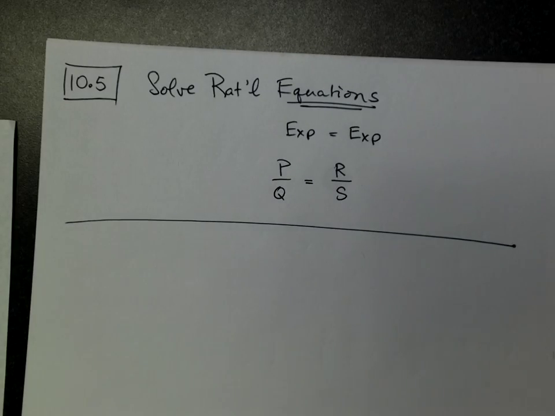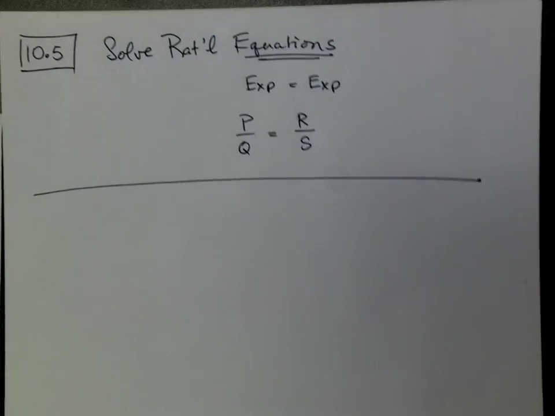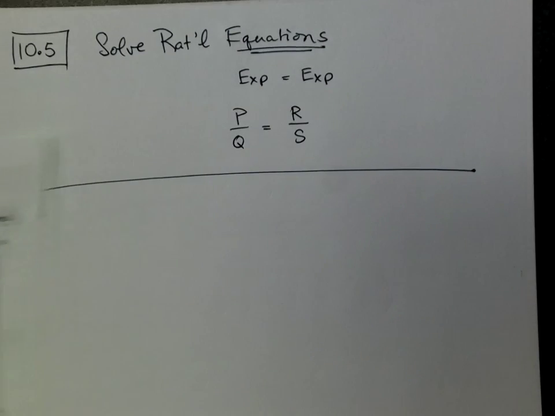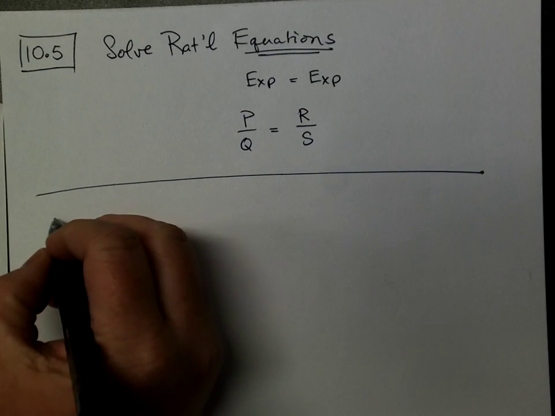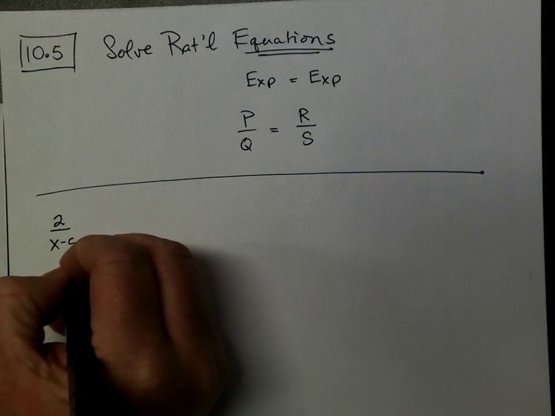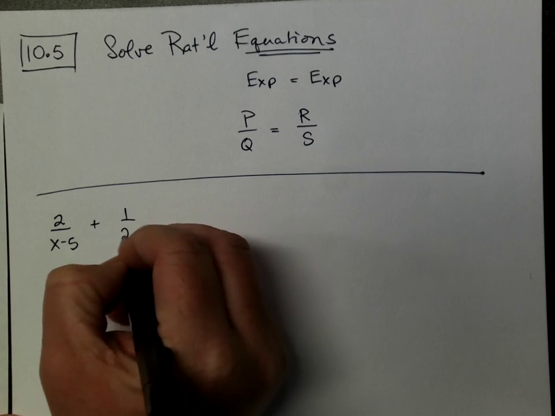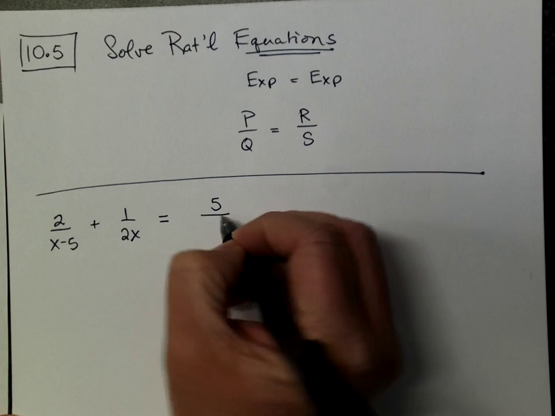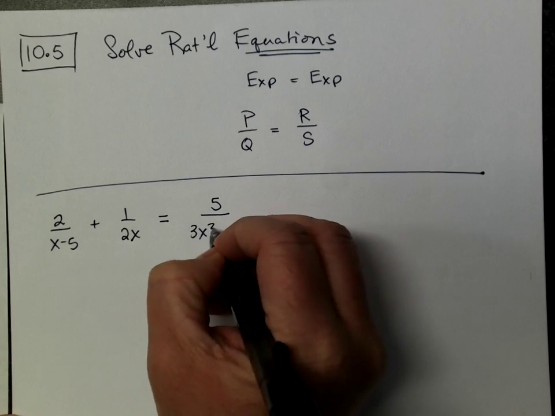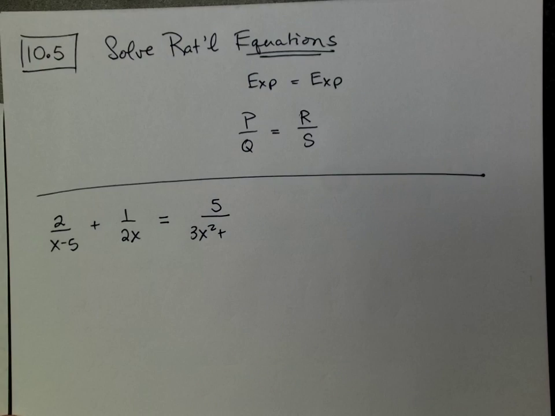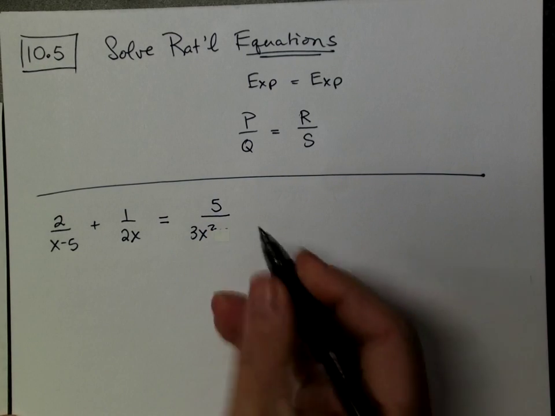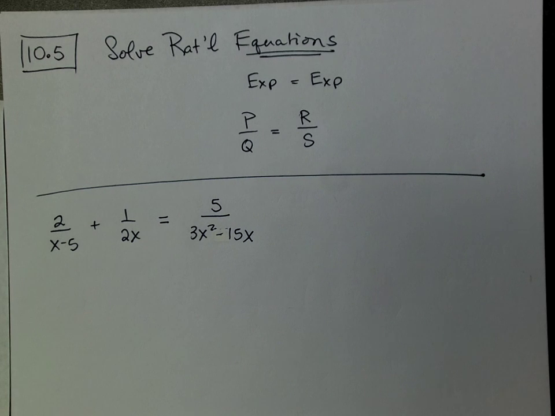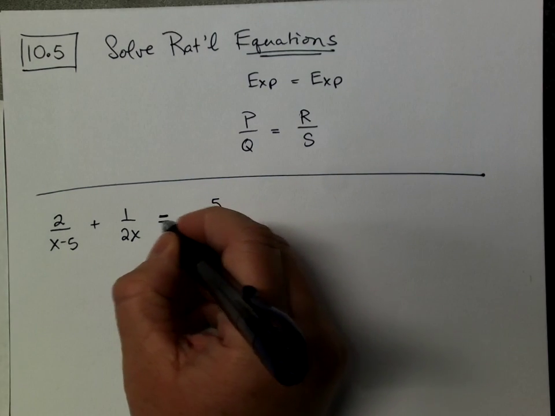Because what comes next, whether it looks complicated, simple, or complex, is going to follow, keep this by your side, this set of rules in this order. Okay? So, given the problem, 2 over x minus 5 plus 1 over 2x equals, we're solving an equation, 5 over 3x squared plus, minus 15x. Now this is an equation and the directions told you to solve it.